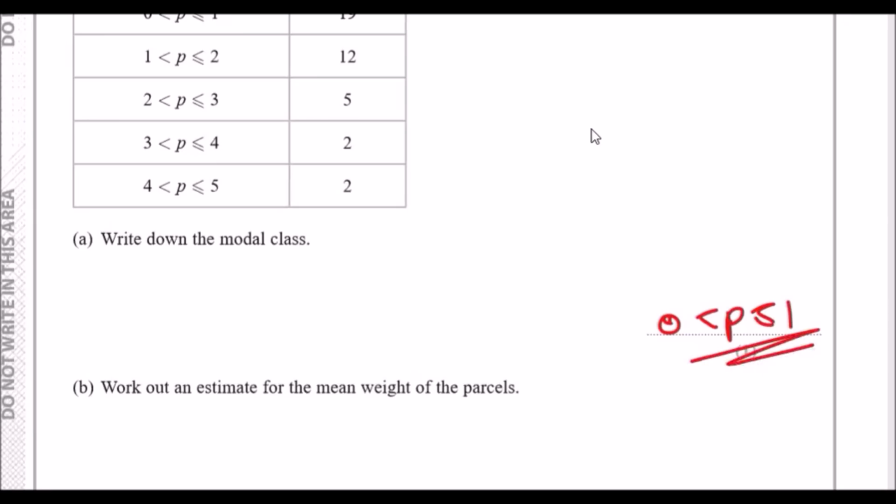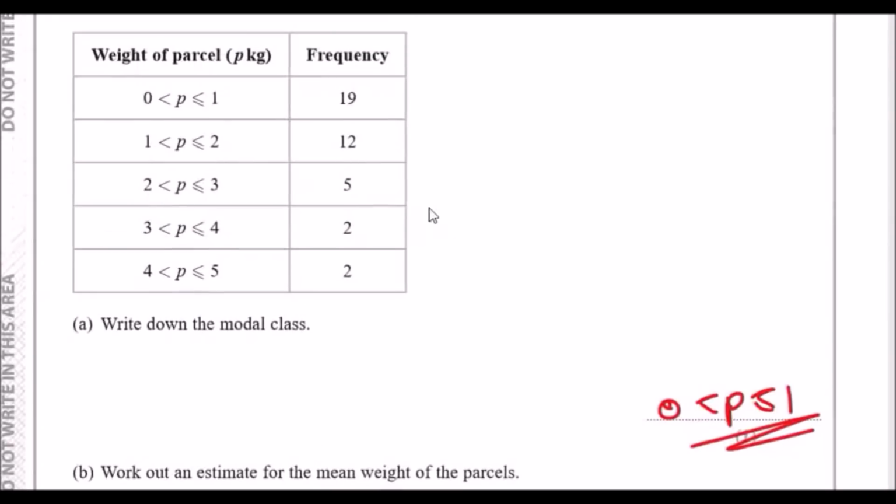So stuff like this is just straightforward. And now for part B, it says work out an estimate for the mean weight of the parcels. So the mean weight is straightforward. You literally need to find the total fx, so I'm going to write this column now. And fx is found by multiplying the frequency with the midpoint of the parcels. So let's go ahead and write the midpoints here, yeah? So the midpoint between 0 to 1 must be 0.5, 1 and 2 is 1.5, and then so on, 2.5, 3.5, and 4.5.